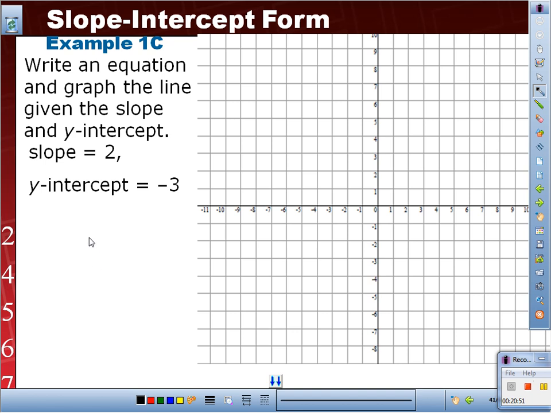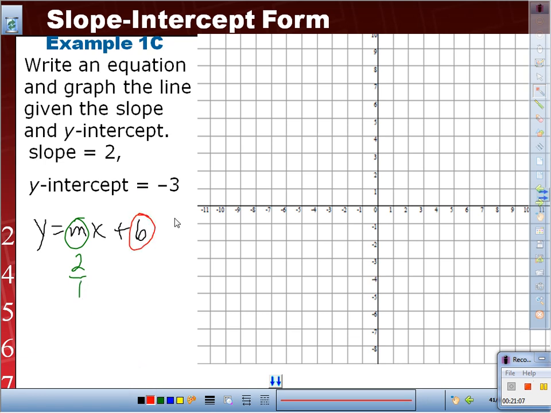Okay, here goes the process again. You wrote first y equals mx plus b. Yes? Next, we find out what is m? It's 2, but we write it as 2 over 1. Is that correct? What is b? B is negative 3. So our equation is y equals 2 over 1x plus negative 3, or y equals 2 over 1x minus 3. Hands if you got that.